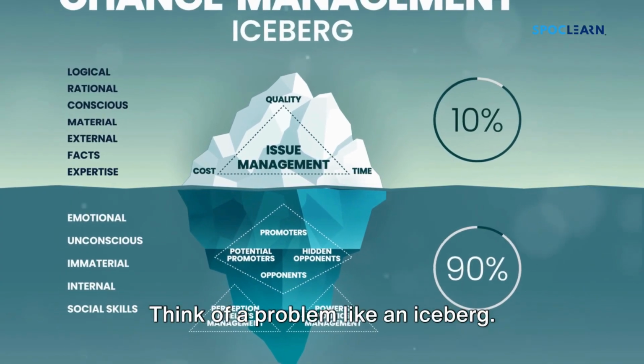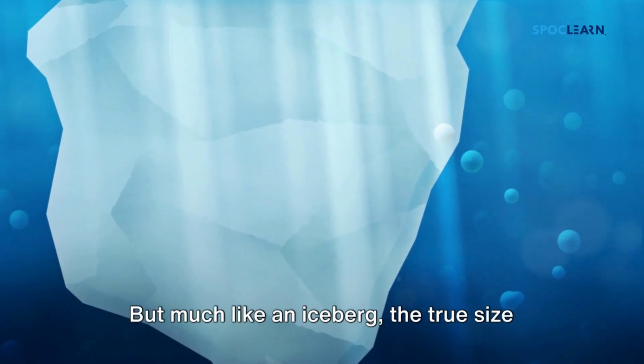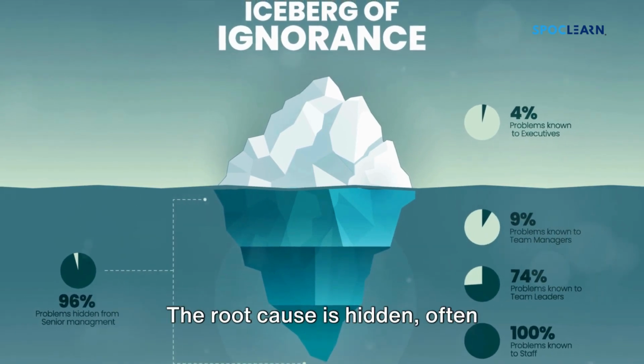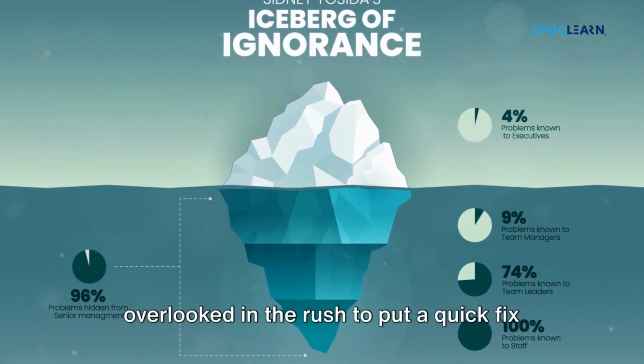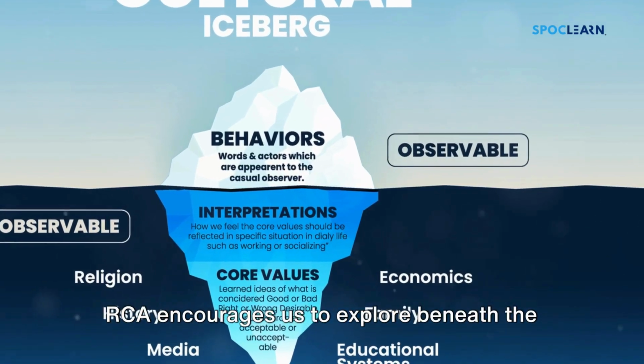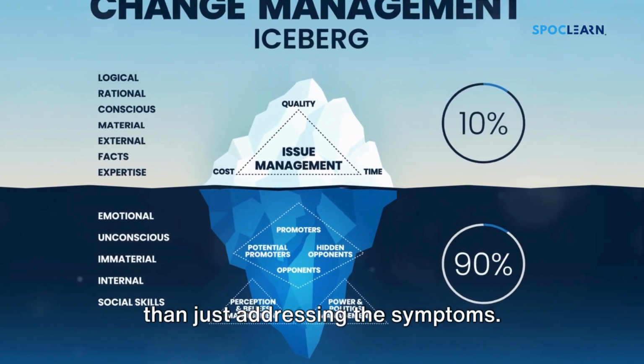Think of a problem like an iceberg. What we see on the surface, the visible part, these are the symptoms. But much like an iceberg, the true size and nature of the problem lie beneath the surface. The root cause is hidden, often overlooked in the rush to put a quick fix on the visible issues. RCA encourages us to explore beneath the surface, to seek out the true cause rather than just addressing the symptoms.